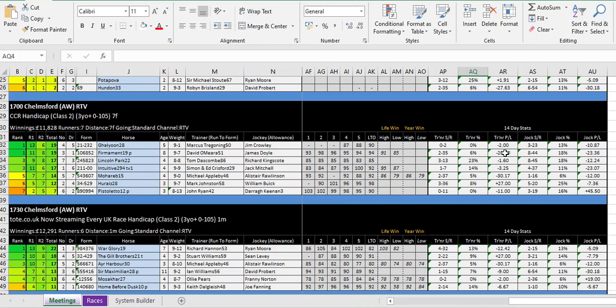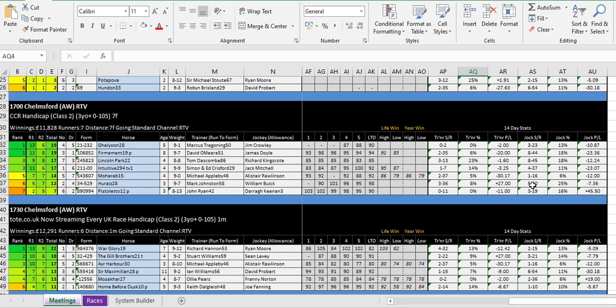at SP. So we can see that in the 5 o'clock at Chelmsford, number 2, Hoorays, owned by Mark Johnston, Mark Johnston has had 36 runners in the last 14 days. He's had 3 winners, which gives him an 8% strike rate, but he must have had a big price winner amongst those 3 because his £1 profit loss stake for the last 14 days is plus £27. Okay, so that's around a 90% return on investment. If you put £1 on each one of Mark Johnston's 36 runners, you would have returned £27.